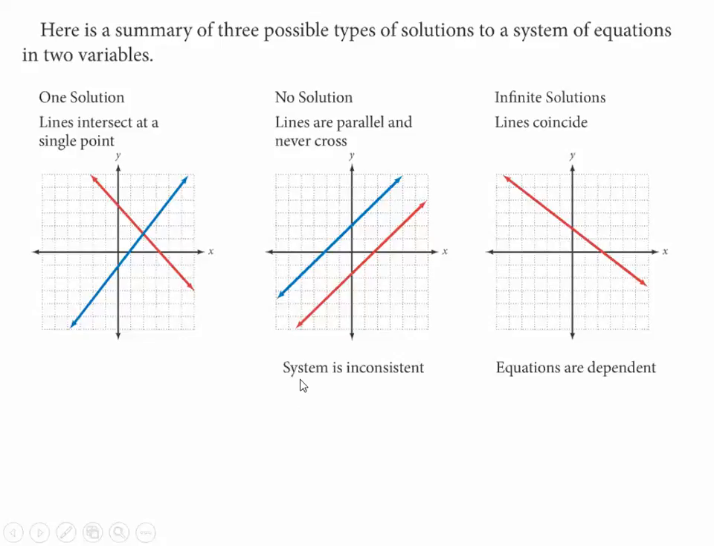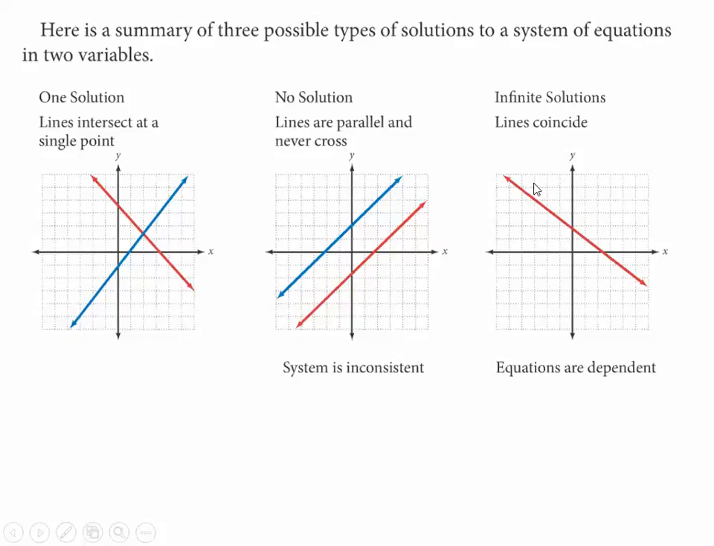There's a little name for it. We call it the system is inconsistent. Again, I'll just use these vocabulary words throughout. So no solution. Graphically means the lines are parallel. Algebraically, we mean the system is inconsistent. We're good? Next one.